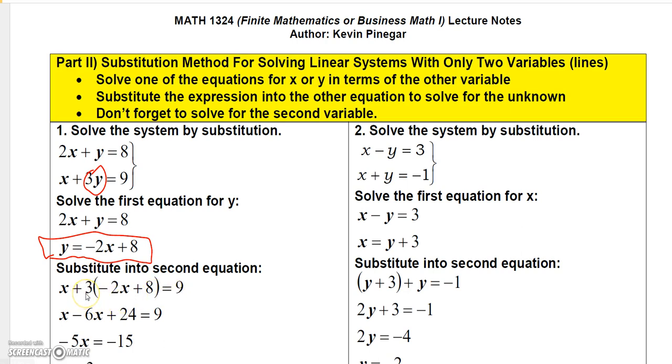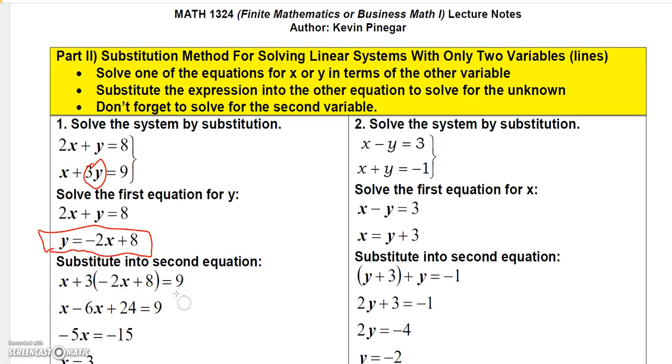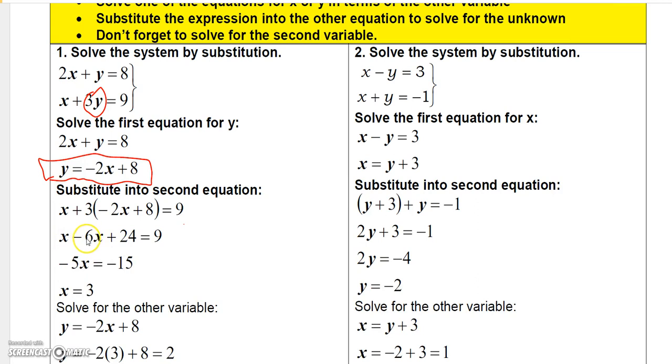If I distribute the 3, I get 3 times minus 2x, that's minus 6x, and 3 times 8 is 24. And then you can combine your x's and get minus 5x. You can subtract 24 from both sides and get negative 15 on the right. And then you divide both sides by negative 5 and you get x equals 3.